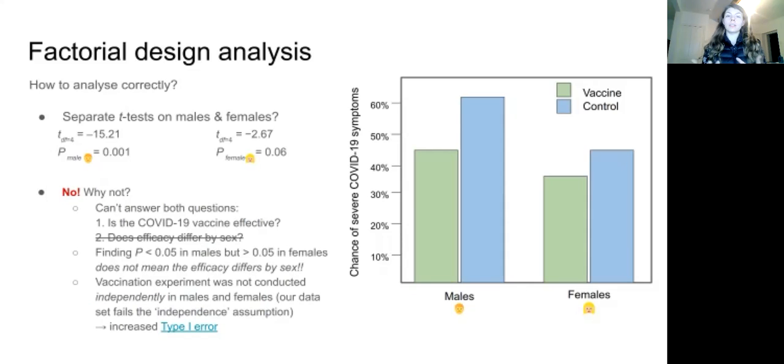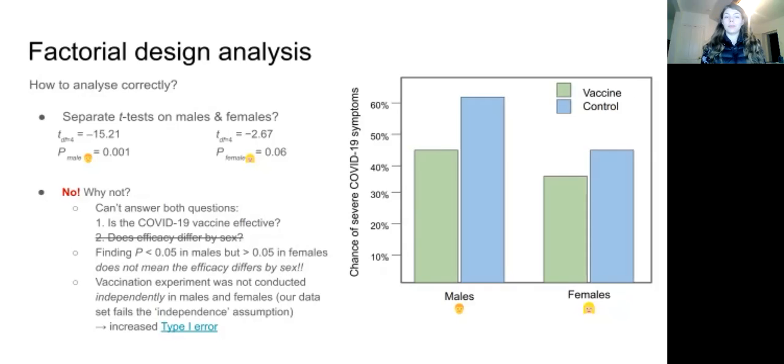So let's look at the possible ways we can analyze this data set. You might think, I have vaccine, I have control, maybe I should employ a t-test, one for males and one for females. Now, statistical software will happily let you do this. If we do this, we might come up with a significant p-value for males and a non-significant p-value for females, for example, if you're using an alpha rejection level of 0.05. But just because it's possible to do this doesn't mean that it's the correct way of doing it.